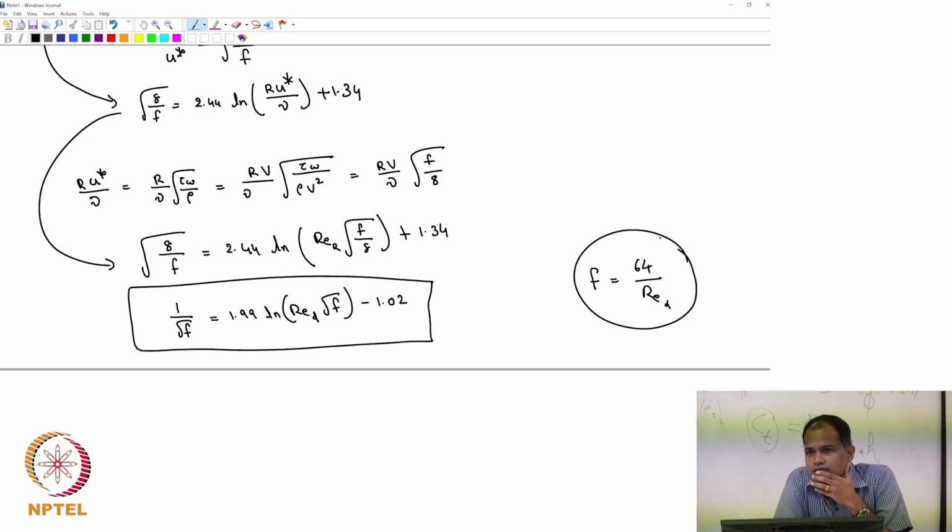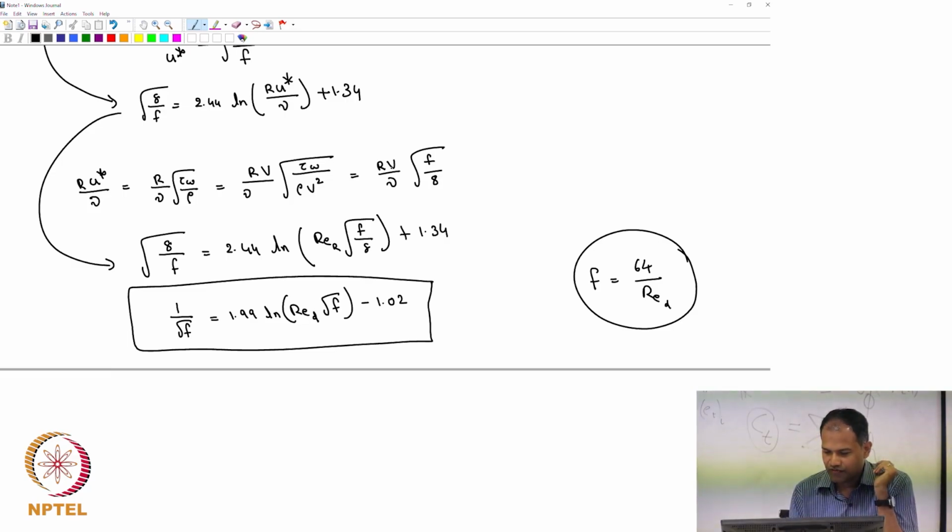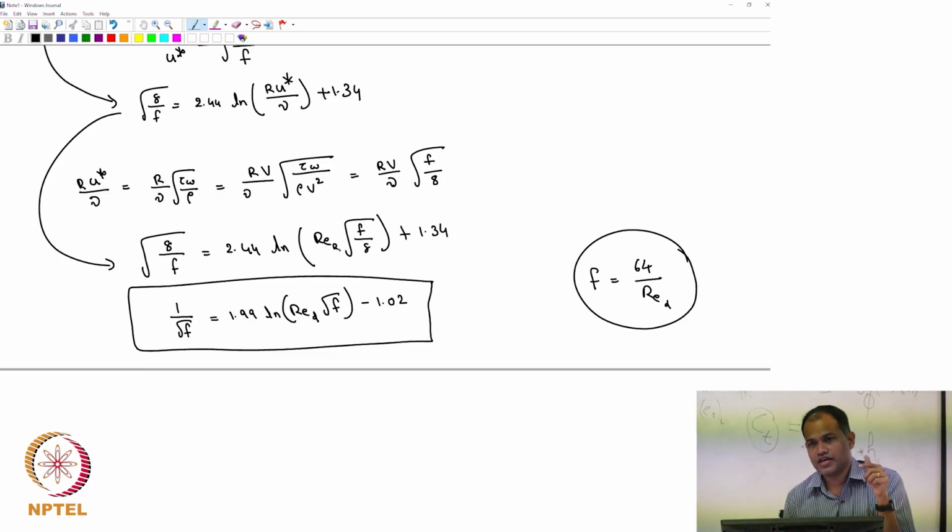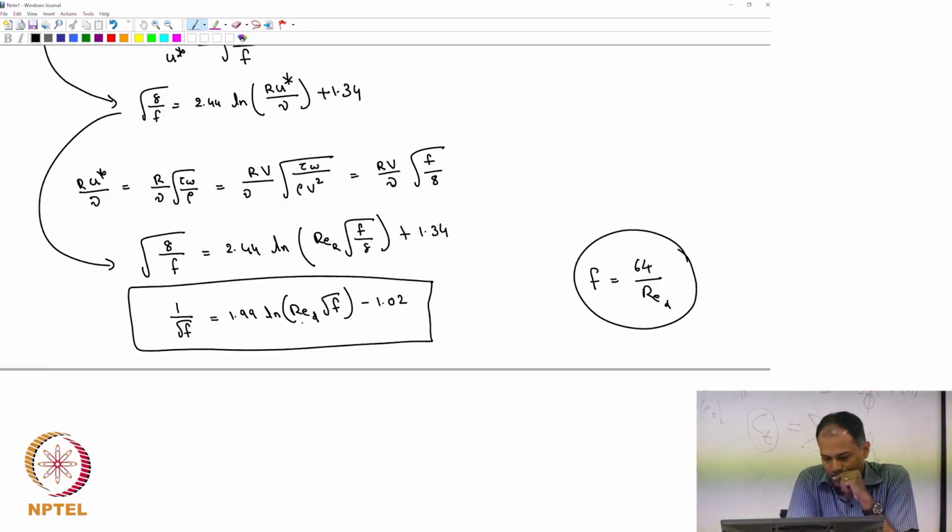So I have changed it. Here we had R V by nu, which you can write as Reynolds number based on the diameter divided by 2. This is Re D. So there will be a log of root 2 that will come, which I think is adjusted in that prefactor. Can check.